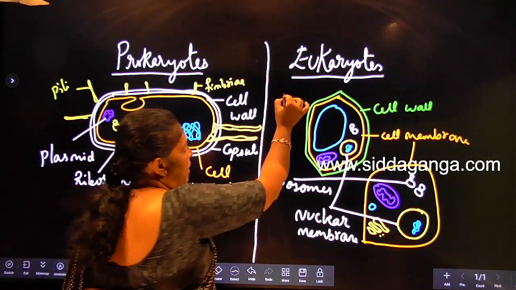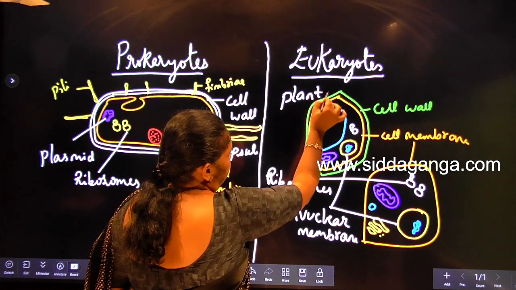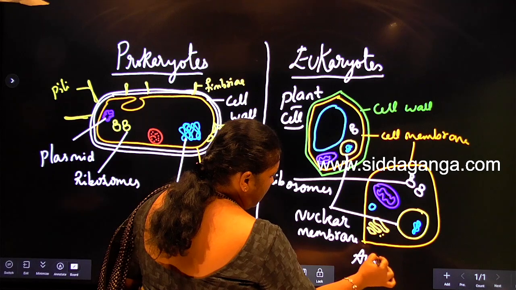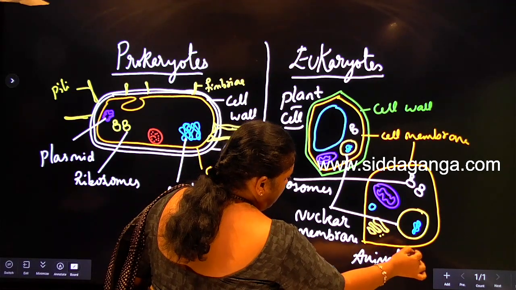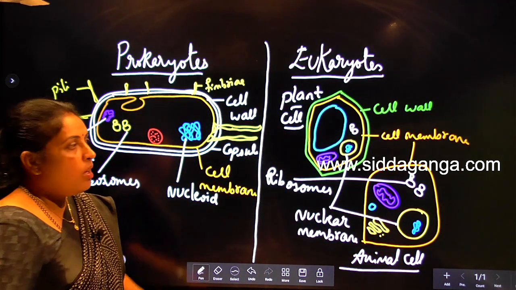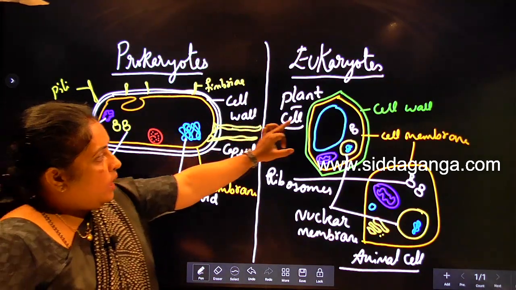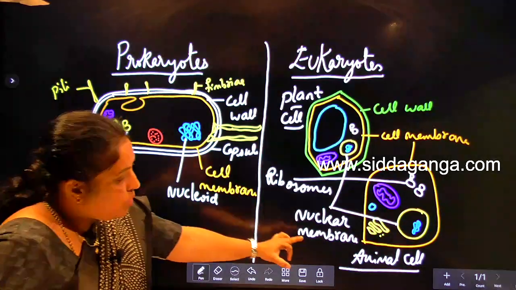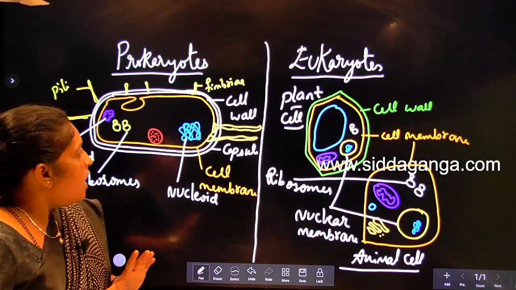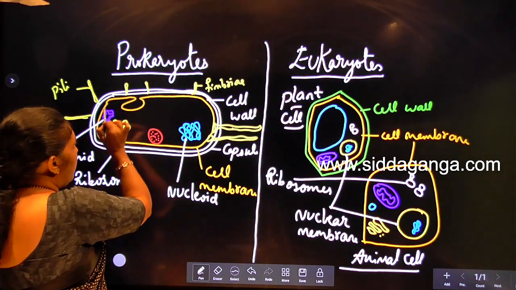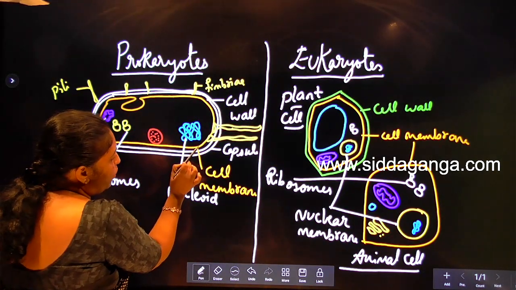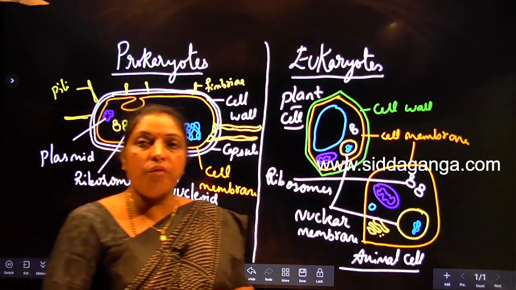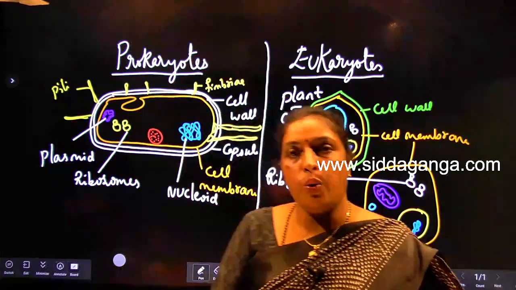So this is a plant cell, and this one is an animal cell. Cell wall is seen in plant cells and in all prokaryotes, whereas the cell wall is not seen in animal cells. The cell membrane inside is common to both prokaryotes and eukaryotes. It is similar in structure and function in prokaryotes and eukaryotes.